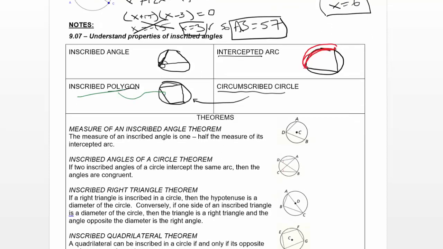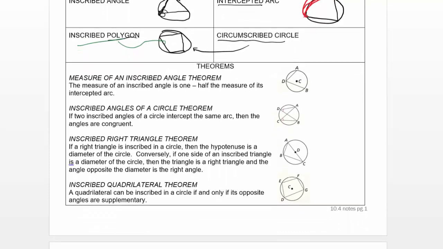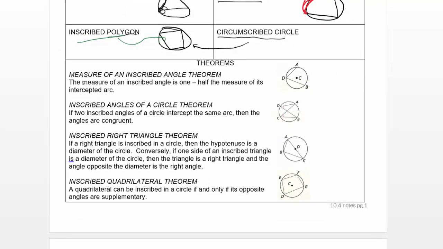Some properties of these inscribed angles. The most important one and the most basic one, the one where all these are derived from, is how we measure inscribed angles. And it turns out you can show that the measure of an inscribed angle is half of the measure of the arc. So in this picture, the measure of angle D is just half of whatever the arc measure of arc AB is.